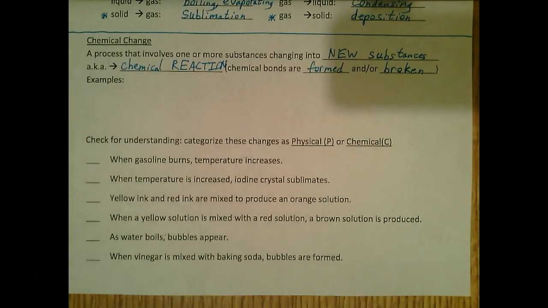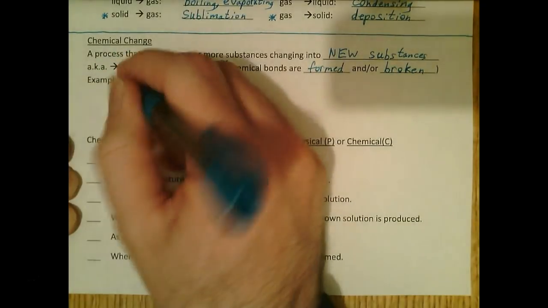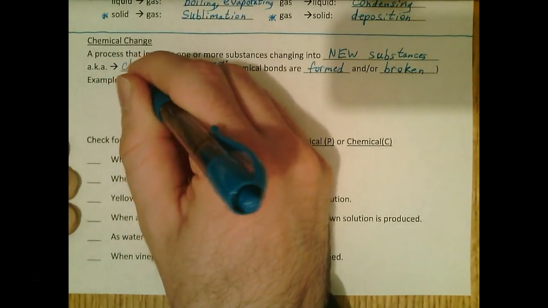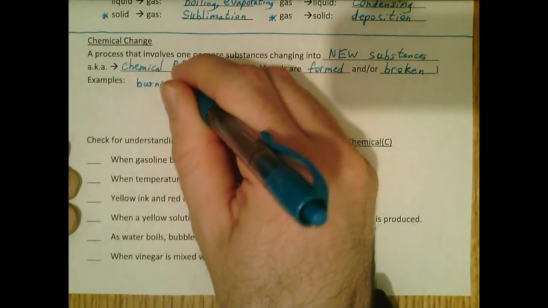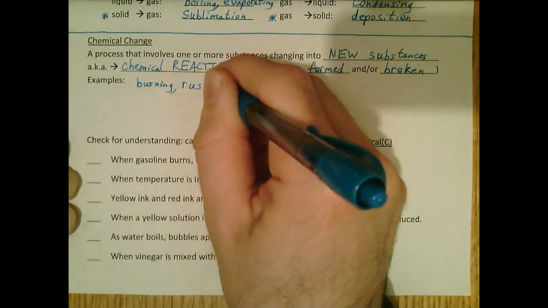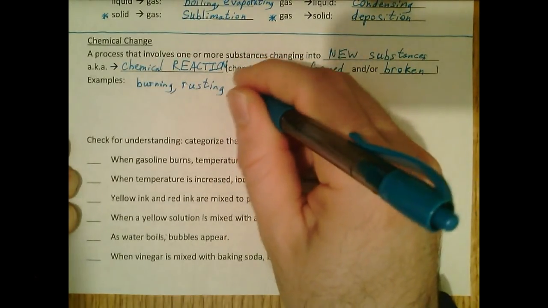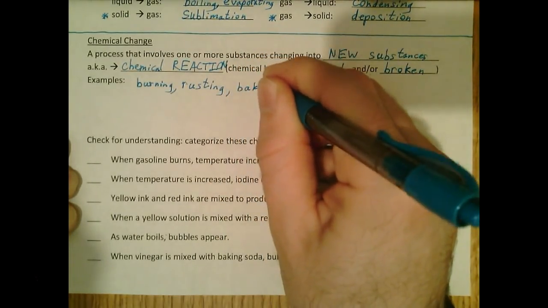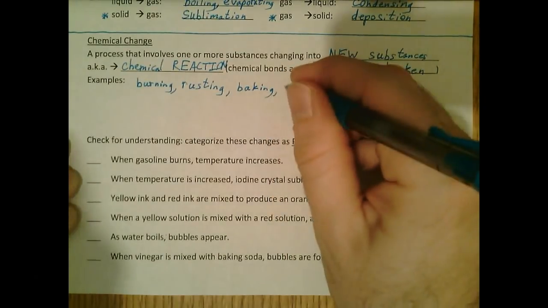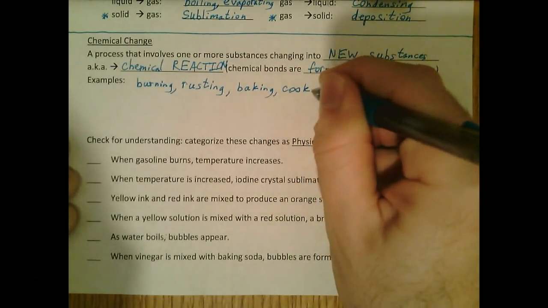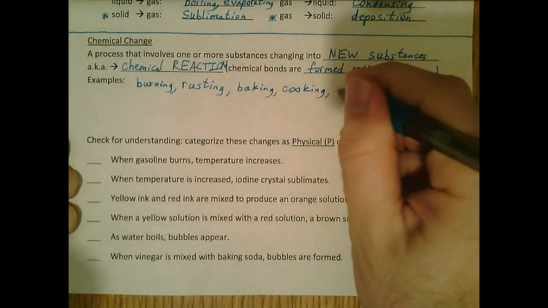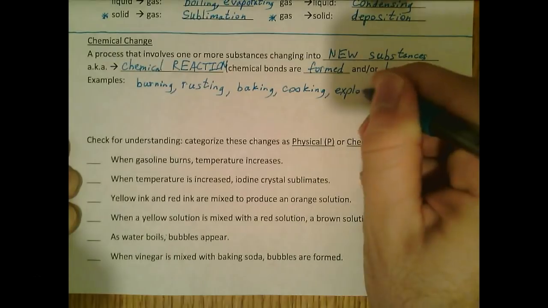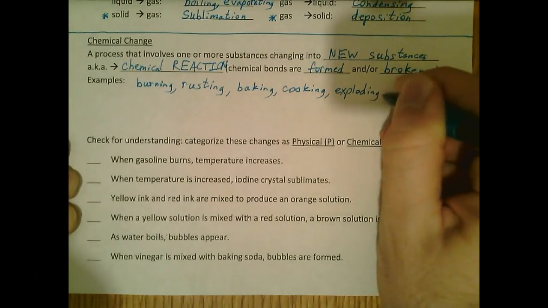Let's talk about some examples of chemical change. Some of you might remember these. Some examples would be burning, rusting, baking, cooking. I guess we're kind of repeating ourselves here. Cooking if it is baking. Okay. Maybe exploding, which is a type of combustion.